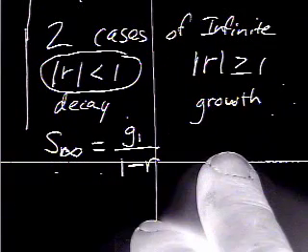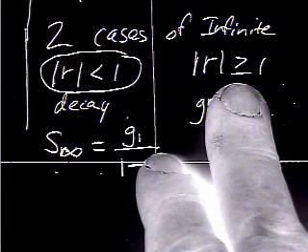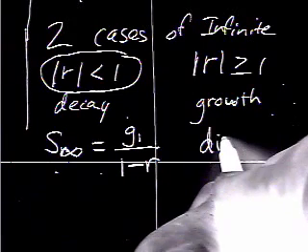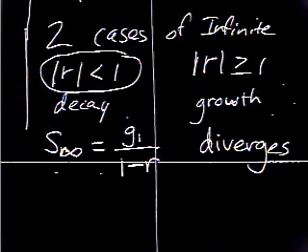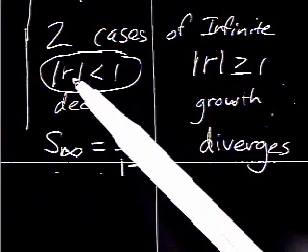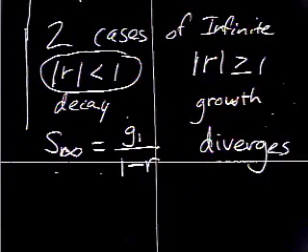If you're in the other case, where the values of the terms keep getting bigger and bigger and bigger, and you're adding them and they keep getting bigger, well, guess what? That diverges. That doesn't even have a possible chance of getting close to a particular number. So, two different cases for the infinite, and you need to know that when the absolute value of r is less than 1, you have a formula. And when the absolute value of r is greater than or equal to 1, you have no formula to use.